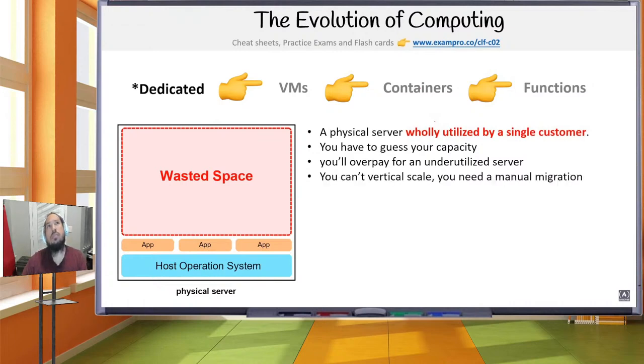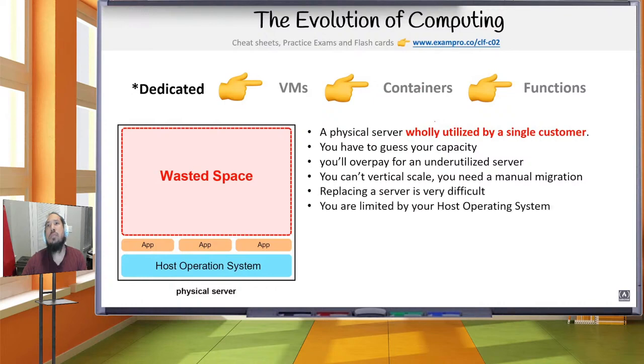It's not going to be easy to vertically scale. It's not like you can just say resize it, because the machine you have is what you have, right? You can't add more. I suppose they can insert more memory for you, but that's a manual migration, so it's very difficult. And replacing the server is also very difficult, okay? So you're limited by the host operating system. It's not virtualized, so whatever is on there is on there. And that's what your apps are going to have access to.